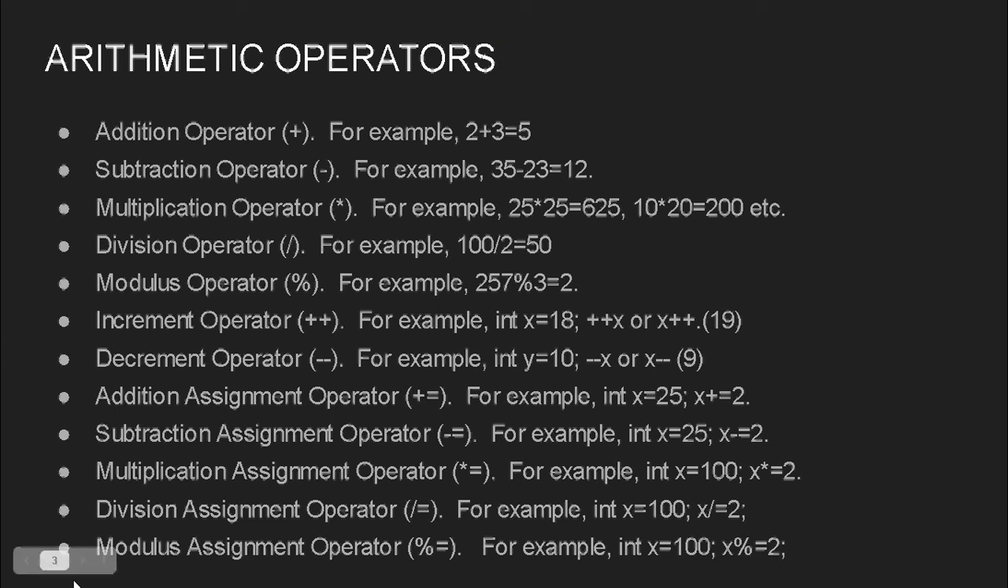Then the modulus assignment operator, this is modulus then equals. This will get expanded to x equals x modulus 2. So x equals 100 modulus 2, and the output is going to be 0. Okay, because 100 is an even number and it is fully divisible by 2, so the output is going to be 0, because modulus returns the remainder.